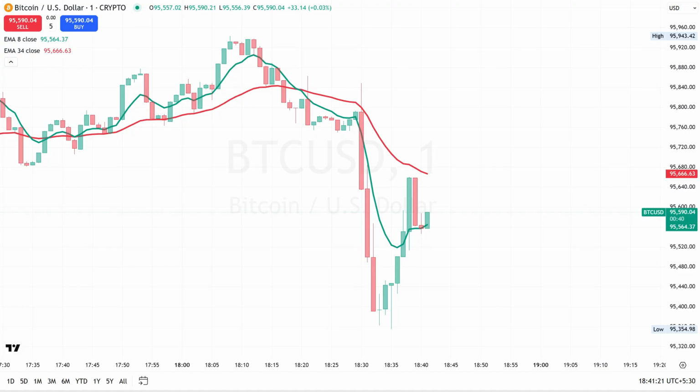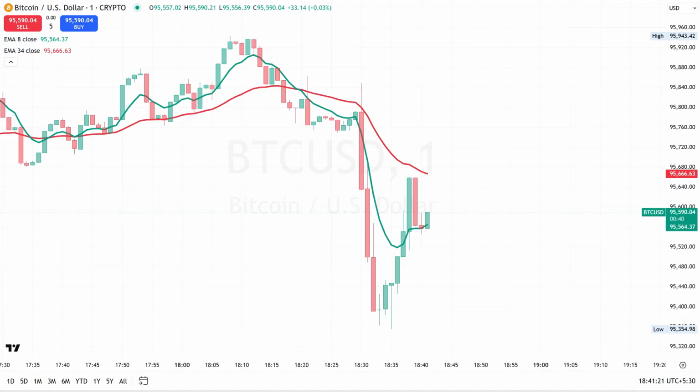So here's what I'm planning to do now. I'm going to wait for a proper retest before jumping into the trade. Patience is key when trading, and waiting for confirmation can save us from false breakouts. If you look closely, you'll see that the price first touched the 34 EMA, red line, and then pulled back to the 8 EMA, green line. This kind of EMA retest often acts as a support zone, especially when the price respects these levels.